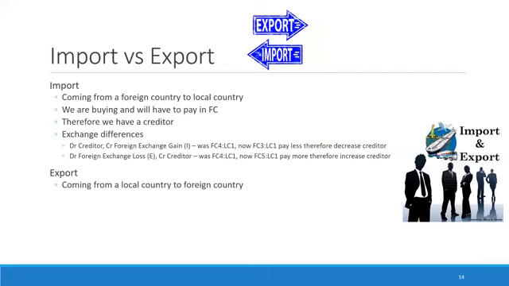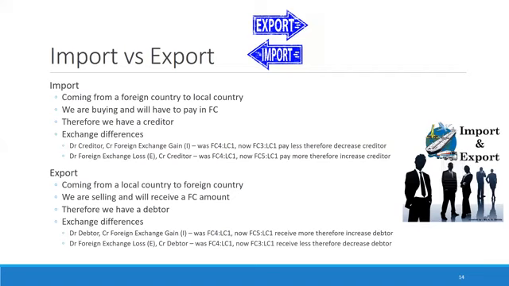Now the contra is going to be true for when you're exporting, because now it is going from the local country to the foreign country itself. So here we're selling, and we're actually going to receive a foreign currency amount. So if we are owed money, we're providing a good, we're exporting something, and they're going to pay us in the future. So we will have a debtor. How are these exchange differences going to be accounted for?